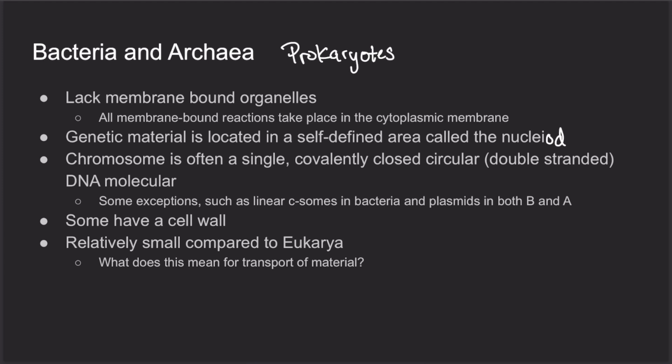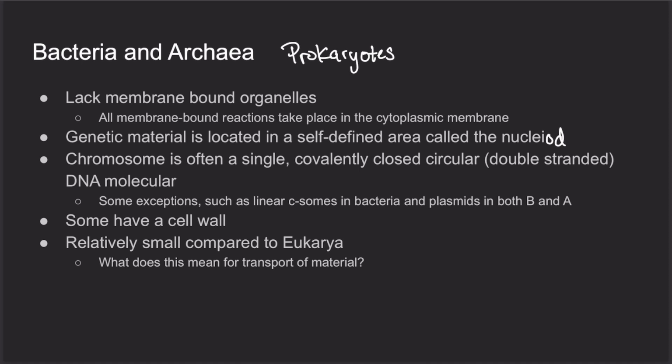Most of the time, though, they're relatively small compared to eukarya. So eukaryotes are typically the largest cells. There are a few exceptions, like always, where the bacteria or archaea are very large and larger than a eukaryotic cell. But in general, they're relatively small.